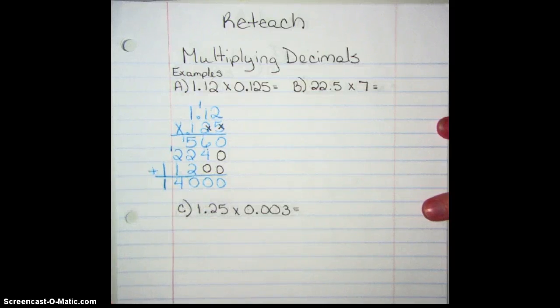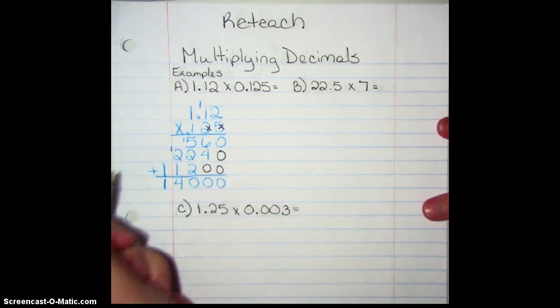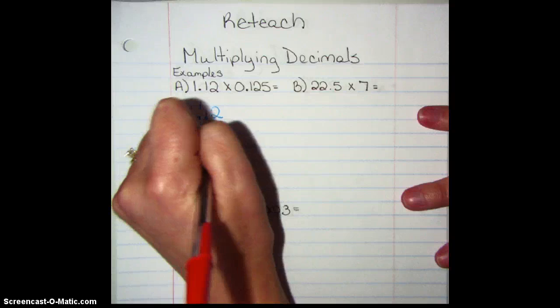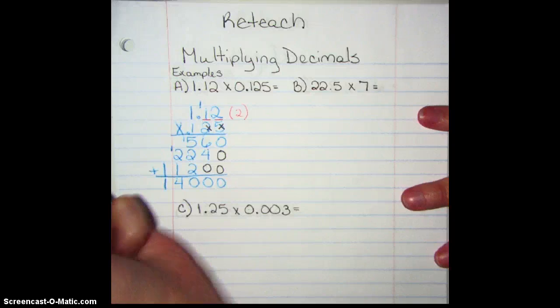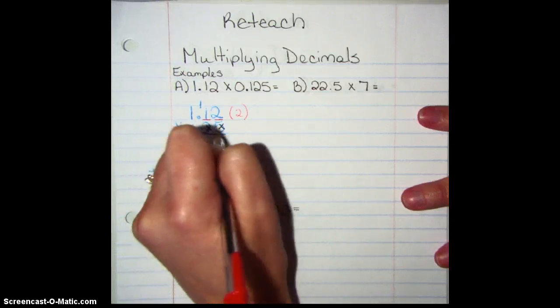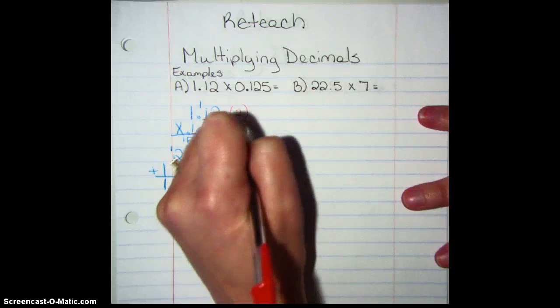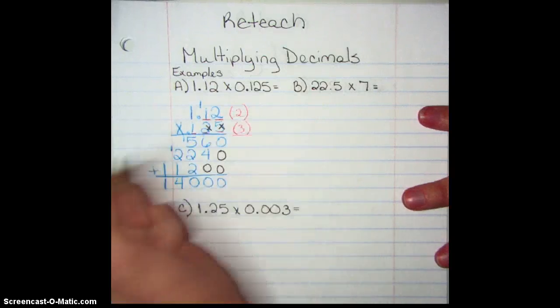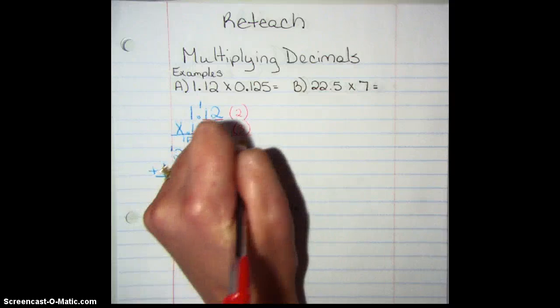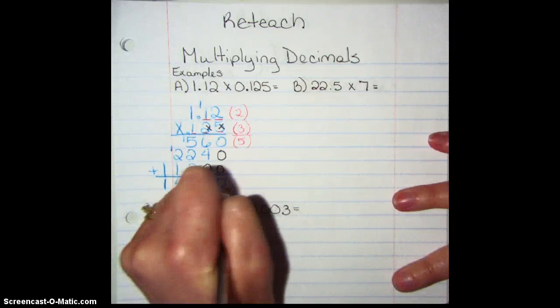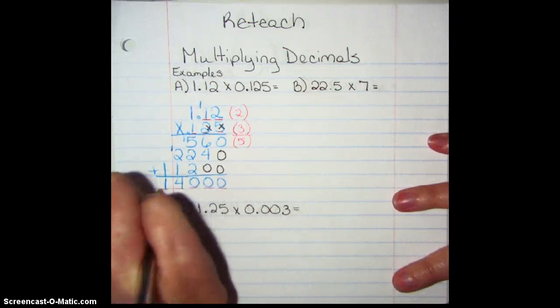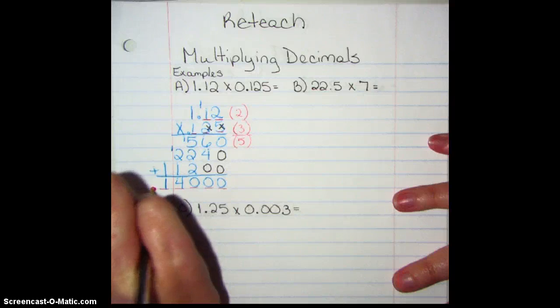At this point, it's time for me to figure out what my decimal point is. The first thing I'm going to do is look to see how many numbers after the decimal point I actually have. I have 2 here, which means I'm dealing with the hundredths place. I have 1, 2, 3 here, which means I'm dealing with the thousandths place. When I combine those, that's going to make 5 numbers after the decimal point. So I'm going to count 1, 2, 3, 4, 5, and put my decimal in front of that 5th number.